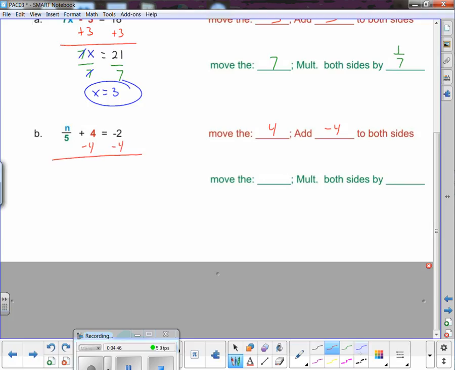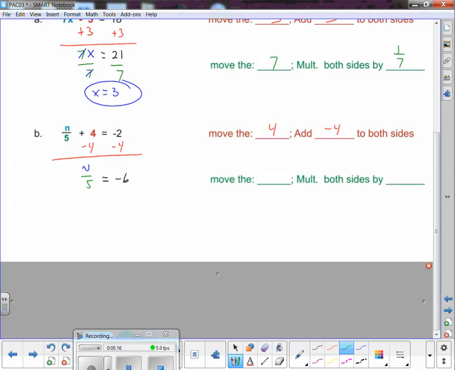Now I'm going to keep my color. I still have that n over 5. Somebody raise your hand, tell me what the right-hand side becomes. Edward? Right. So Edward said 2 negatives and 4 more negatives, 6 negatives, right? We're adding. Okay. Somebody raise your hand and tell me now what you want to move. Hannah?